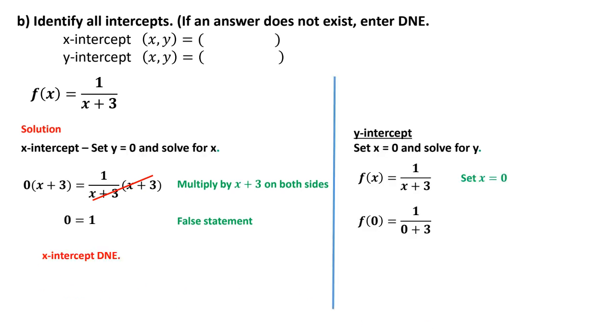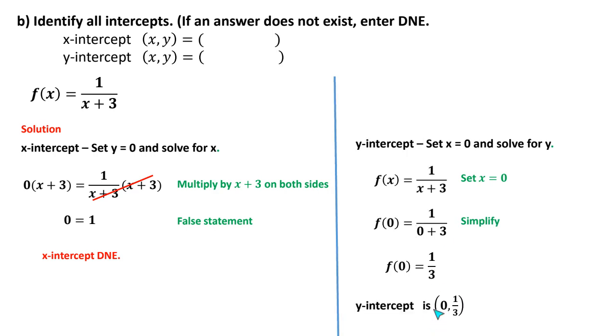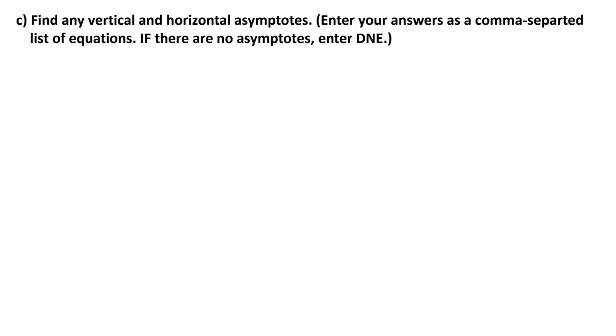Okay, let's check for the y-intercept. We let x equal 0. So substitute 0 for x. So we get a third. So my y-intercept is 0 and a third. Now it says find any vertical and horizontal asymptotes.